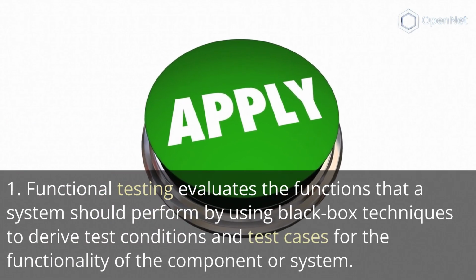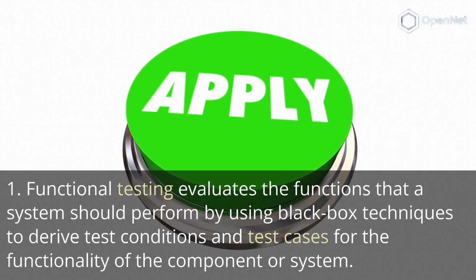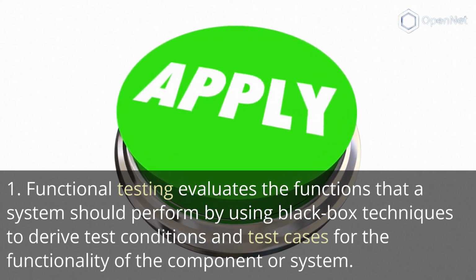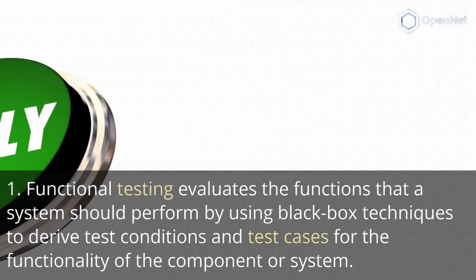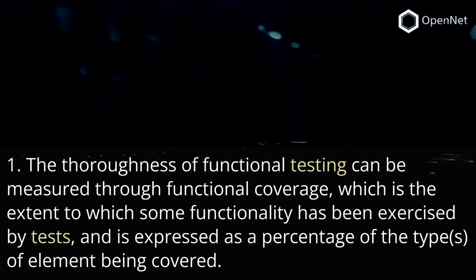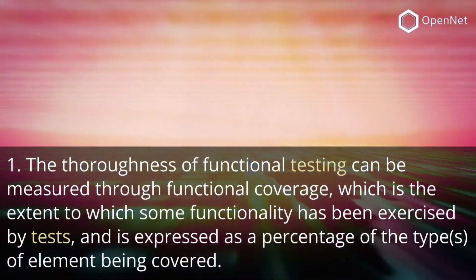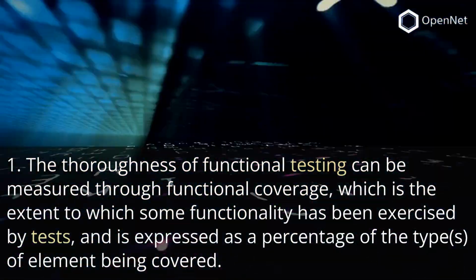Takeaways. 1. Functional testing evaluates the functions that a system should perform by using black box techniques to derive test conditions and test cases for the functionality of the component or system. The thoroughness of functional testing can be measured through functional coverage, which is the extent to which some functionality has been exercised by tests, and is expressed as a percentage of the types of element being covered.